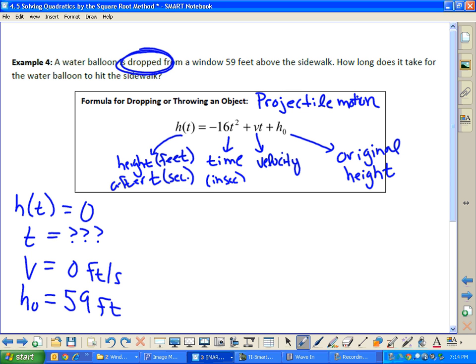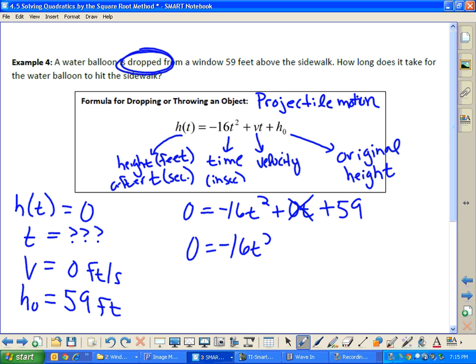Okay, so now it's kind of like plug and chug. H of t becomes 0. I don't know what t is. V is 0 because we're dropping the object, and the initial position is 59. I could simplify this equation. Do you see I have 0 times t in there? 0 times t, that's just 0, so that goes away. My equation is actually negative 16t squared plus 59 equals 0.